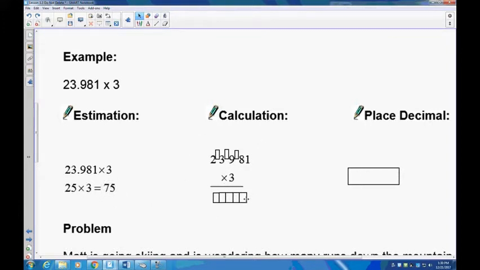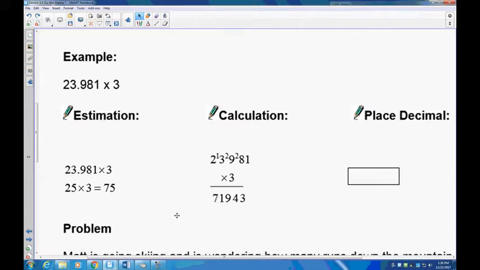3 times 1 is 3, there's no carrying. 3 times 8 is 24, so put down the 4, carry the 2. 3 times 9 is 27, and 2 is 29, so put down the 9, carry the 2. 3 times 3 is 9, and 2 is 11, put down the 1, and carry the 1. And 3 times 2 is 6, and 1 is 7.